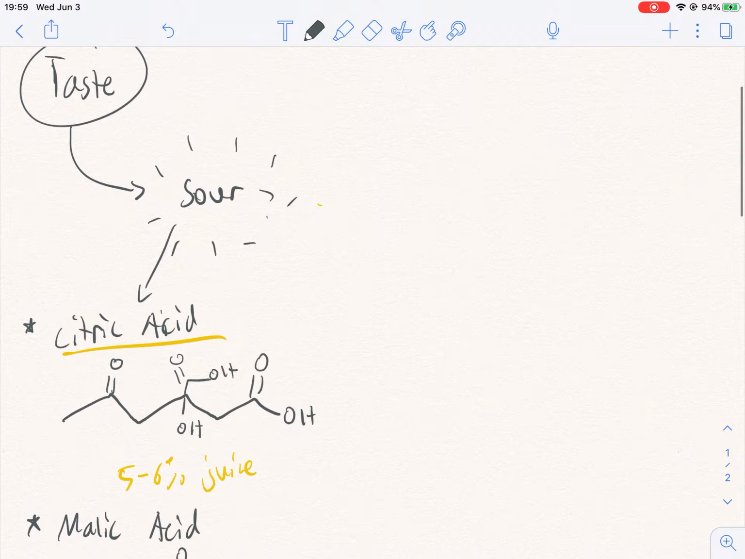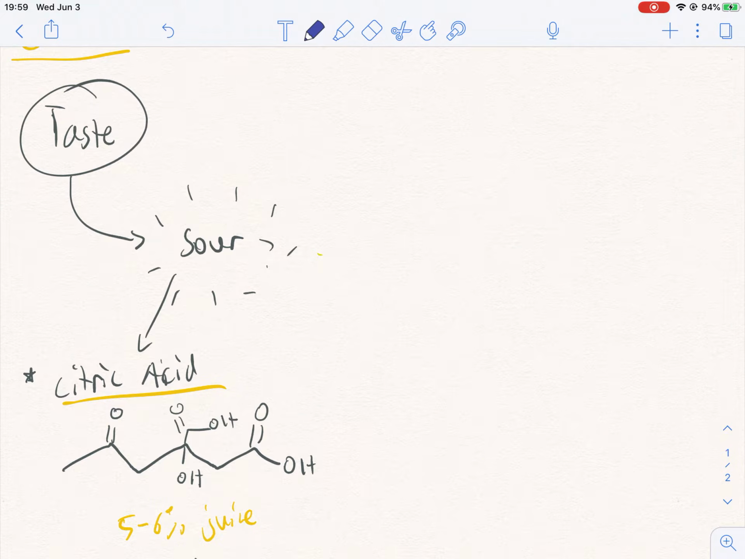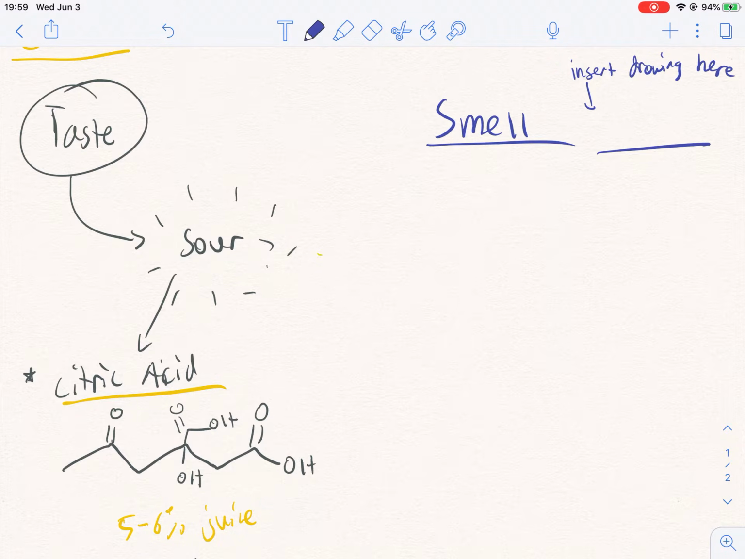The next thing I like to think about when it comes to lemons is the smell. If I could draw a nose, I would draw a nose. I do not know how to draw a nose. Just pretend there's a nice nose there. Okay, the smell. So the smell is very interesting. The smell of citrus fruits, specifically lemons and oranges, is from a compound called limonene.